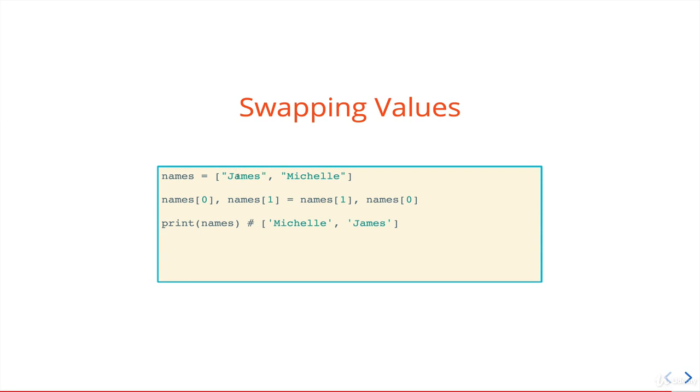So if we have a list with two items, James and Michelle, we can swap the values around by using this comma syntax. So names[0], comma, names[1], we're going to change them to be names[1], comma, names[0]. So whatever's in names[0], we're going to put names[1] there. Whatever's in names[1], we're going to put names[0] there. And the effect is swapping them, and we get Michelle, comma, James. And that's pretty much it to swapping values.